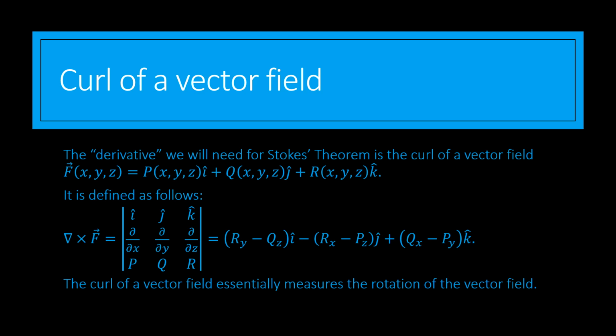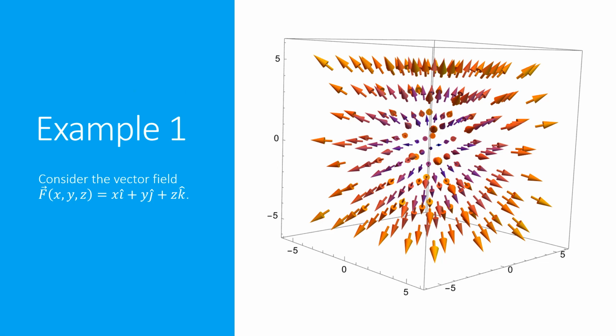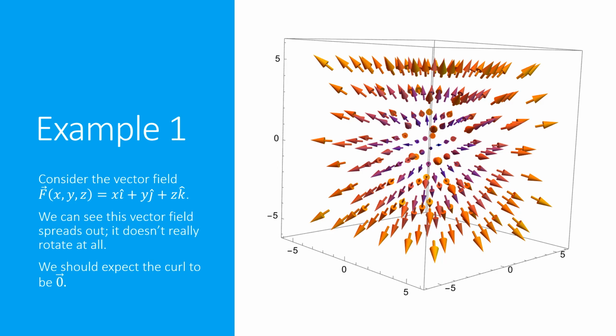So now let's look at a couple of examples to see that it does work out that way, though. So we saw this vector field before. It's just x i plus y j plus z k. And this is the vector field where everything is just expanding away from the origin. So it's spreading out everywhere. And if you look at this vector field, there's really no rotation going on. Everything's just expanding out, but nothing's rotating around. So if there's no rotation, we would expect that the curl should be 0.